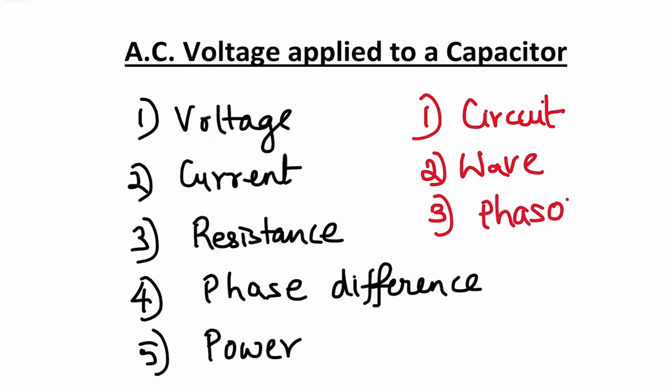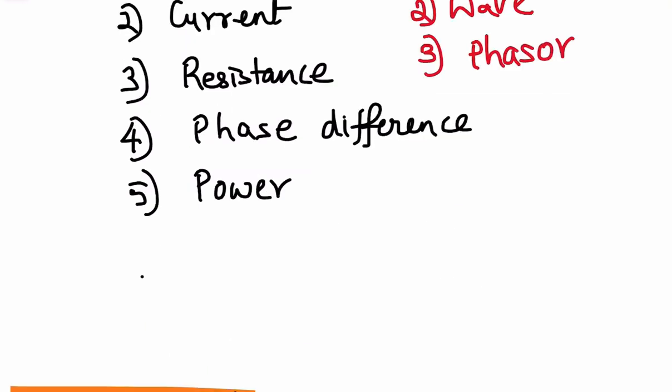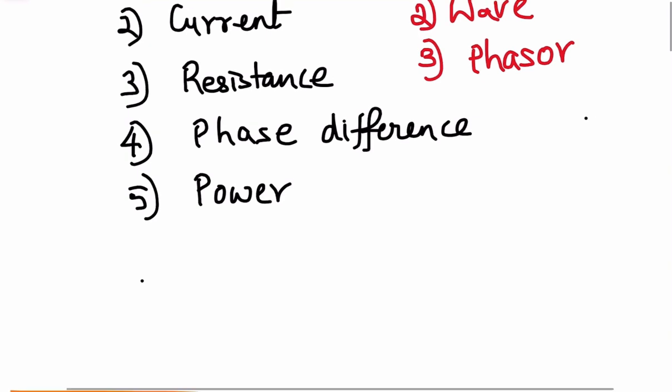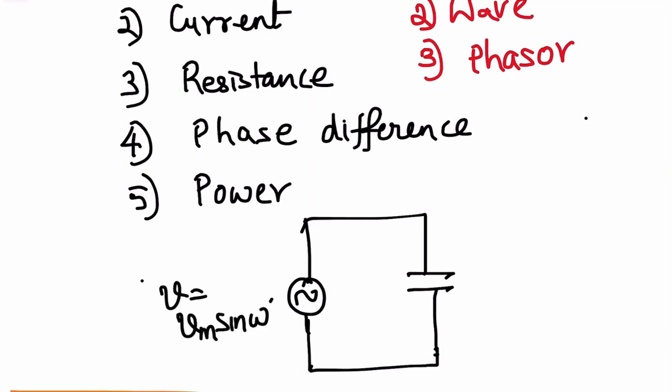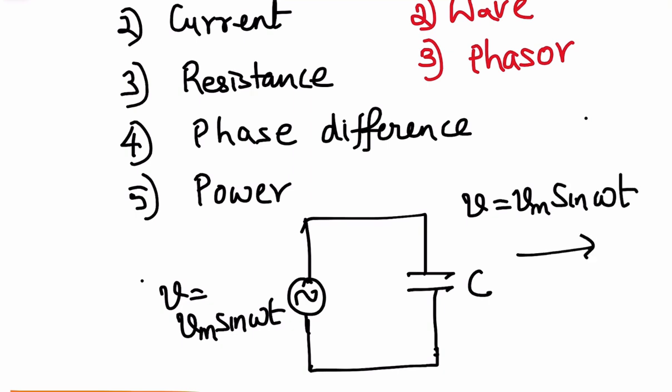So let us start our discussion by drawing the circuit diagram. It is simple. Take AC voltage applied to a capacitor. That's all. And here we write V, that is Vm sine omega t, and here is the capacitor. So the voltage equation is V equal to Vm sine omega t. Let it be equation number 1. And then we will go for the other equations.